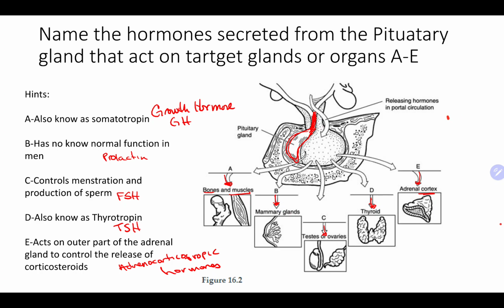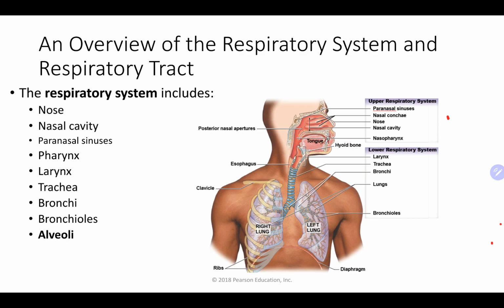Okay. All right, next. Looking at the respiratory system, just going over a brief respiratory overview. We know that the respiratory system is going to include the nose, nasal cavity, paranasal sinuses, pharynx, larynx, trachea, bronchi, bronchioles, and alveoli. And we have the upper respiratory system and the lower respiratory system, okay?